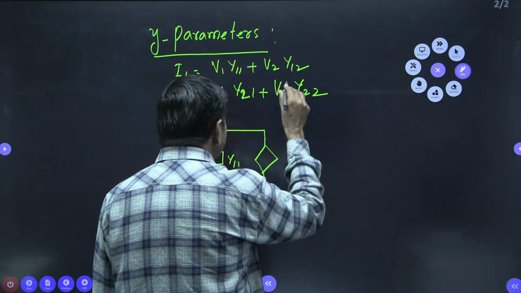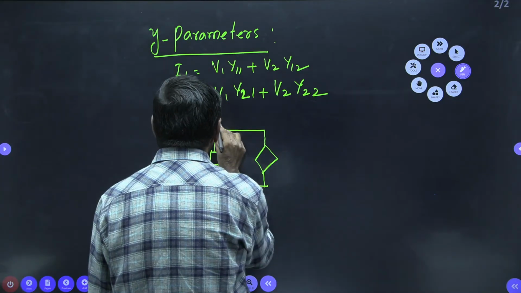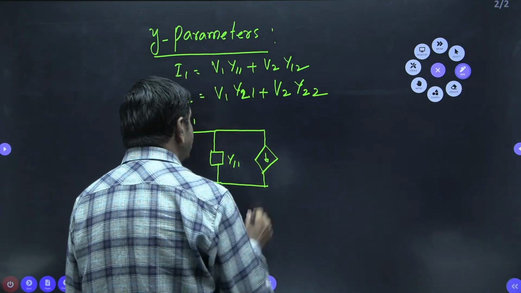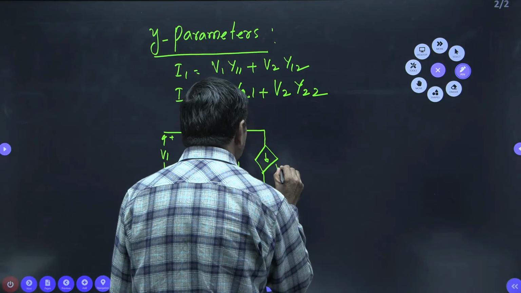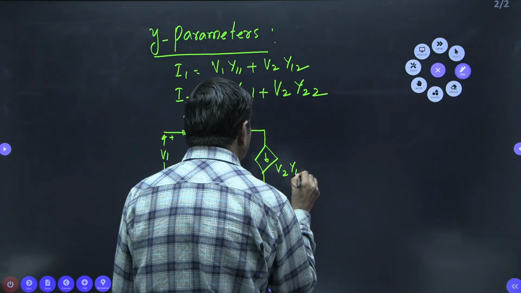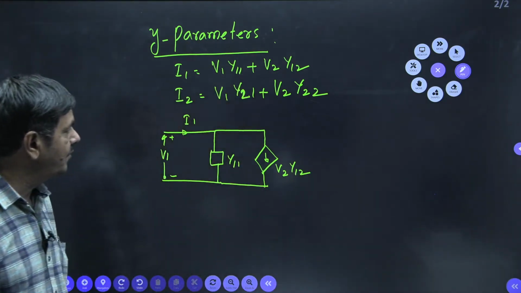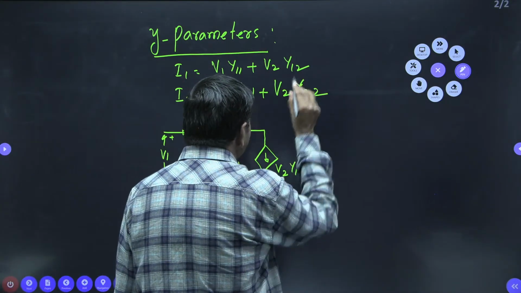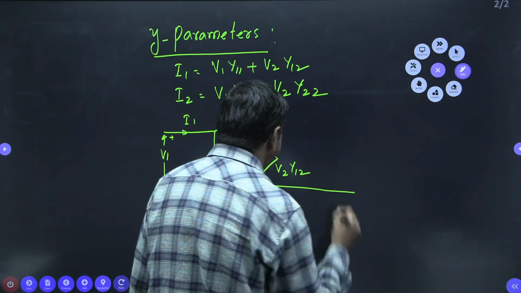Here the currents are going to flow. I1 equals this current plus this current, two currents in parallel combination. This can be taken as V2 into Y12. I can put V2 into Y12 here. This is the input circuit.